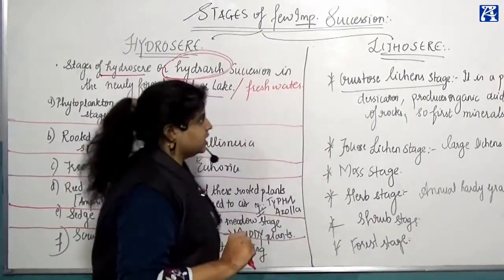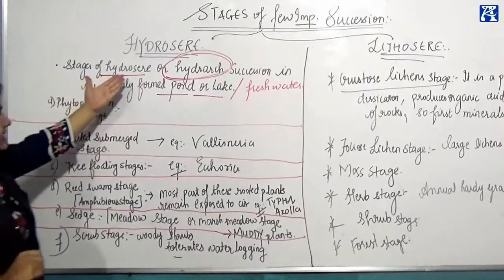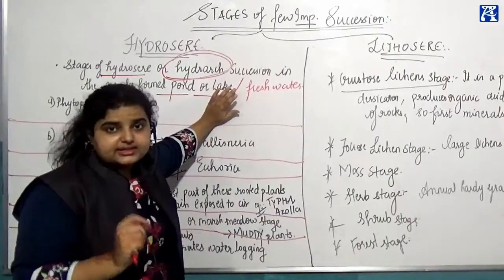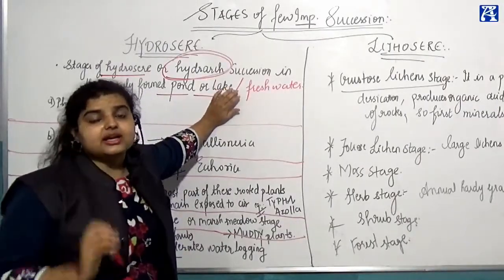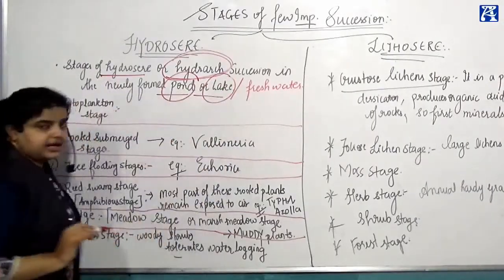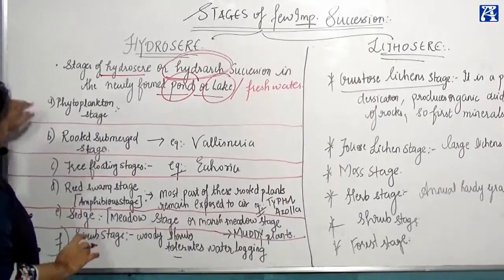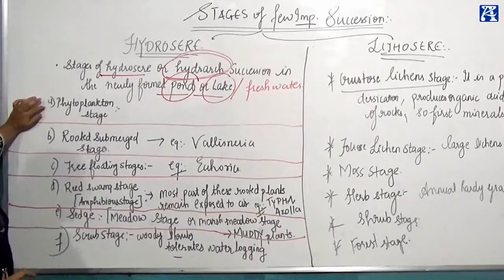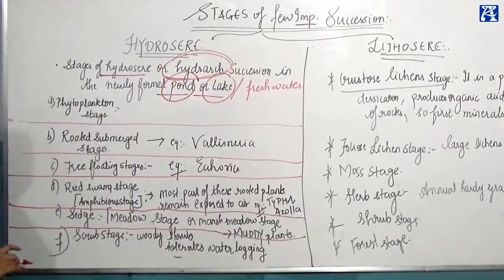Okay, so here comes hydrosphere. Hydrosphere is also called hydrarch succession. It is mostly seen in a freshwater pond or lake. Any doubt? No. Clear? Then comes, it includes basically a few stages, which are 6 to 7 stages.